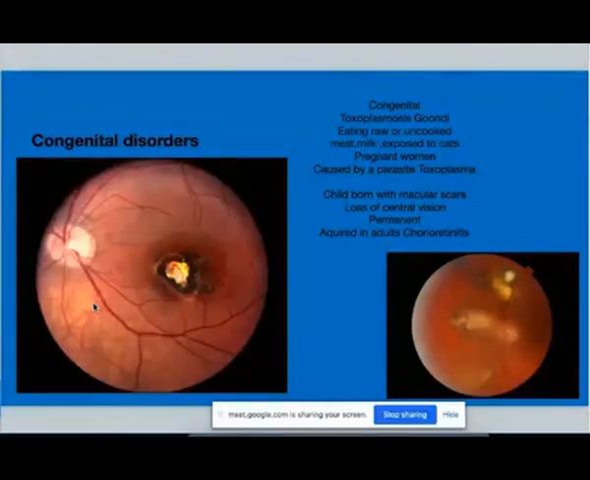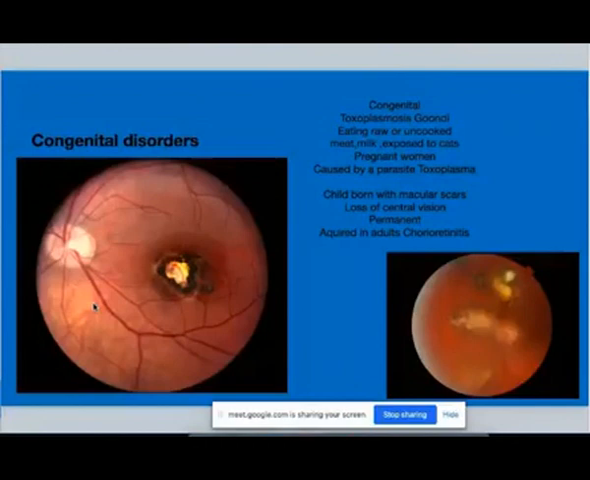So a common thing that we do see is congenital toxoplasmosis. And toxoplasmosis is caused by a parasite called Toxoplasma. There's a spelling mistake, Toxoplasma gondii. A patient can get this by eating raw or uncooked meat, milk, or if they're exposed to cats. And usually a woman who's pregnant will catch this disease, and then the child is born with congenital toxoplasmosis.